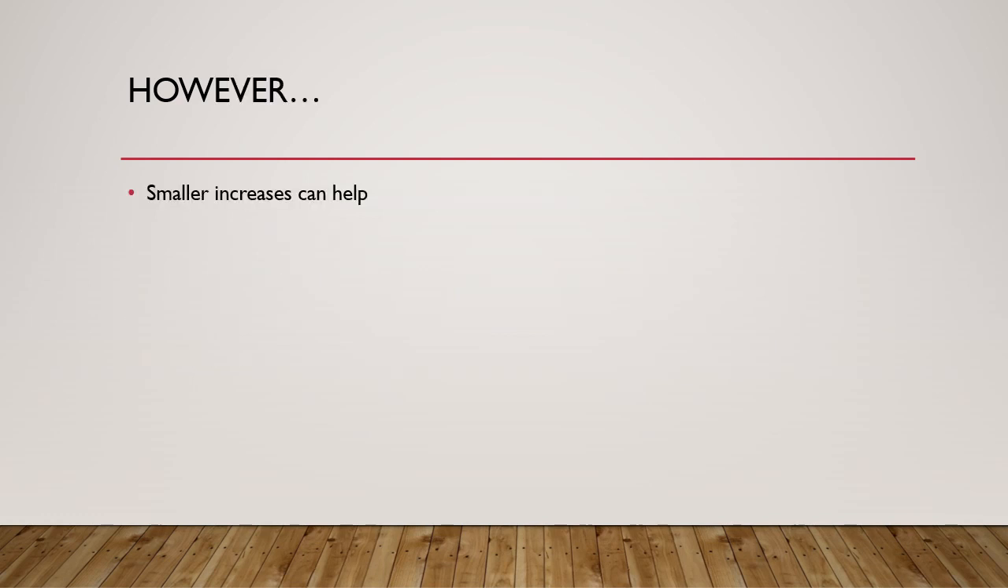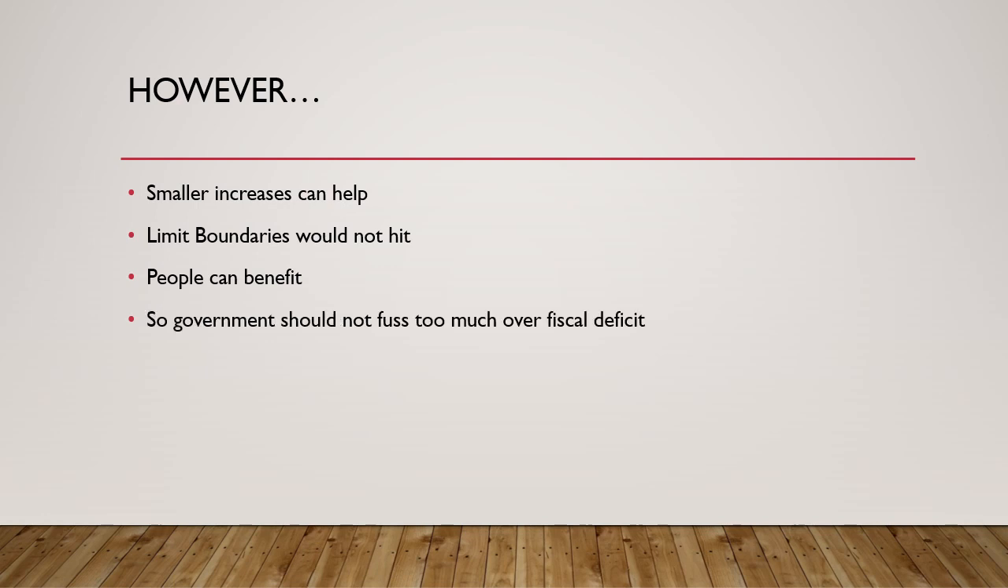So although we can't spend too much because we'll immediately hit the limit boundaries for those factors of production, we should take smaller steps. It's more of an art than a science, as then the limit boundaries will not be hit and the people really can benefit what the government wants.